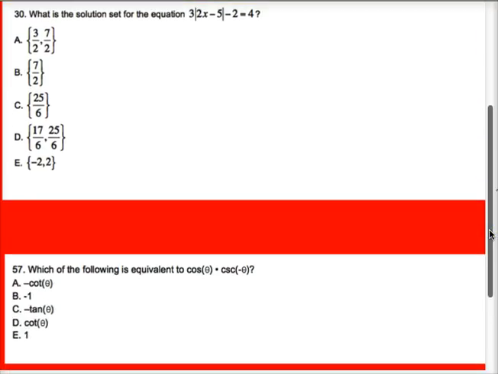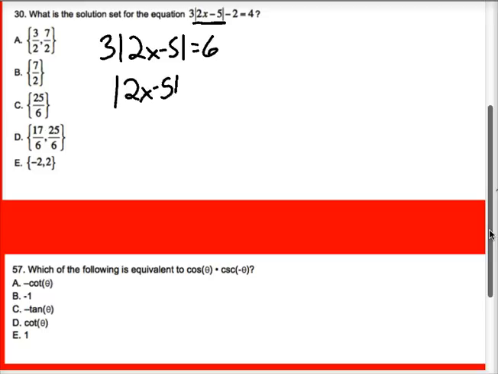Absolute values. The first thing you need to remember is that you need to actually get the absolute value by itself. You need to isolate that absolute value. So I'm going to add 2 to both sides, and then divide both sides by 3. Because that's how I get the absolute value by itself.